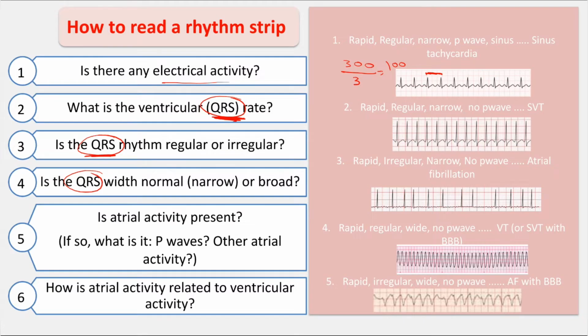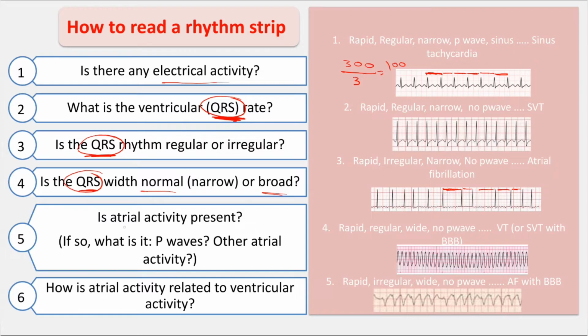Is the rhythm regular or irregular? So these are regular rhythms; the spaces between the R intervals are regular. But in this case, it is irregular: wide, then narrow, then wide, then intermediate, then narrow. Then another thing, is the QRS width normal or broad? As we said, the normal QRS should be less than 3 small squares.